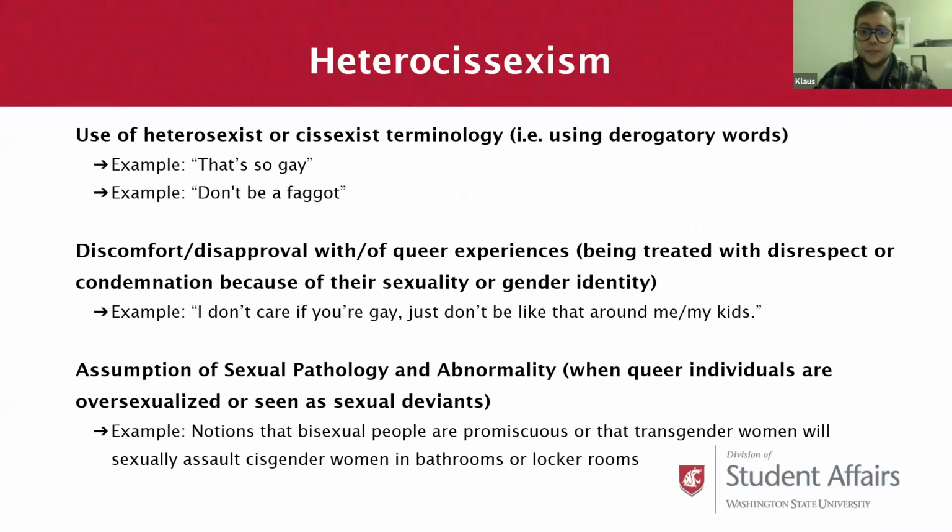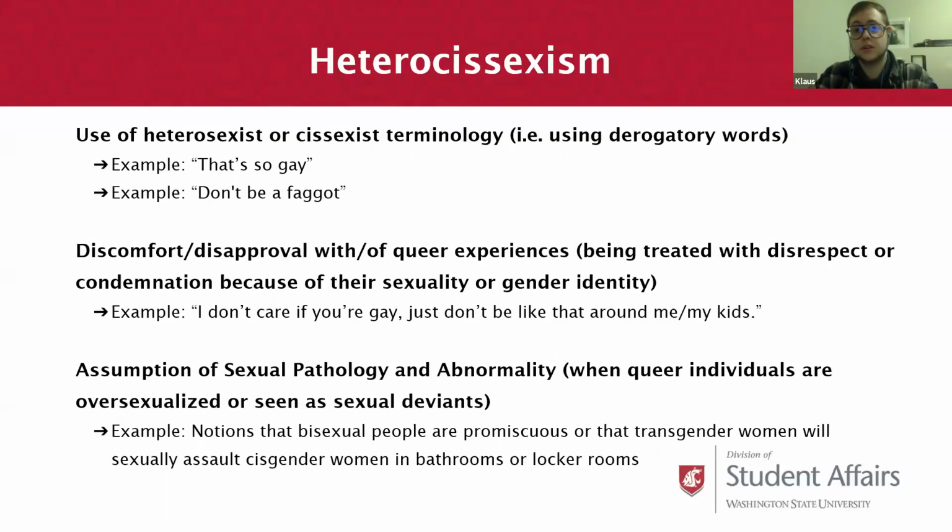The next one we're going to talk about is heterosexism. Heterosexism is a combination of heterosexism and cissexism, which are considered separate words a lot of the time, but together it is meant to describe the system of oppression that targets queer or LGBT plus people based on sexual orientation or gender identity. The first example we have here is use of heterosexist or cissexist terminology.